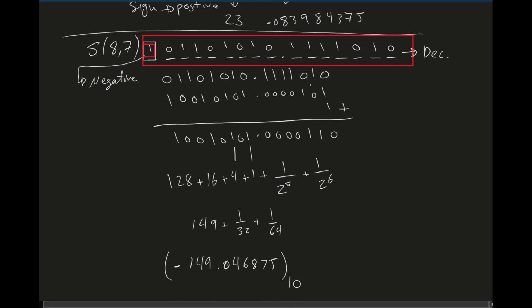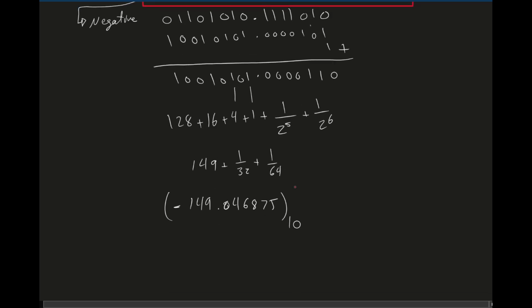And the way we do it is we take a look at the sign. If the sign bit is 0, that number is positive, you just convert it. If the sign bit is 1, you treat it like a negative number, and to convert it to decimal, you take the 2's complement, and you get your answer.